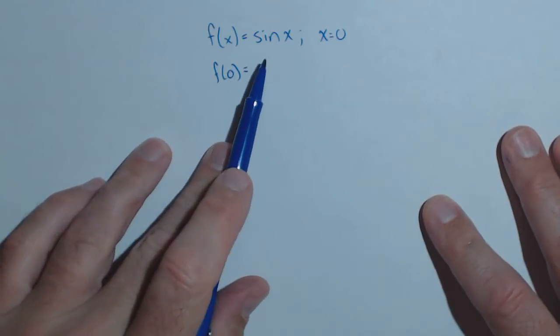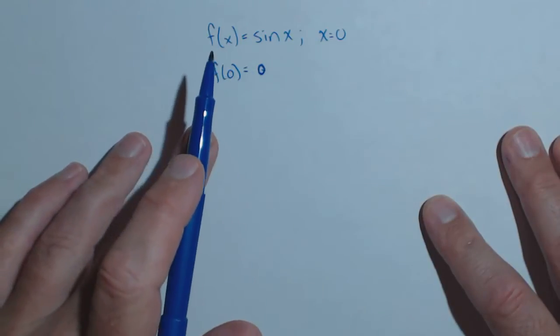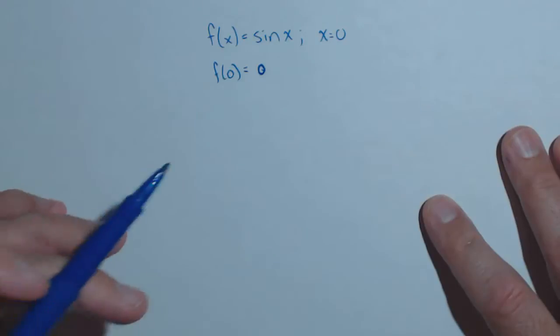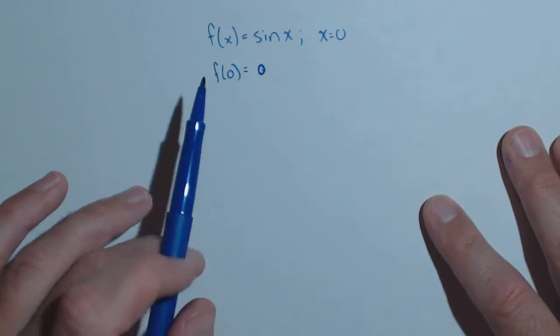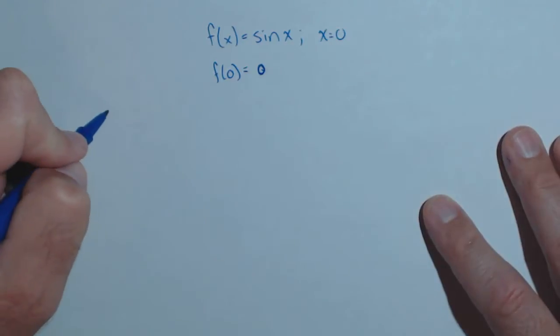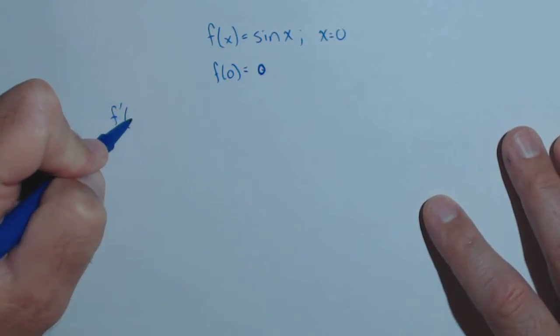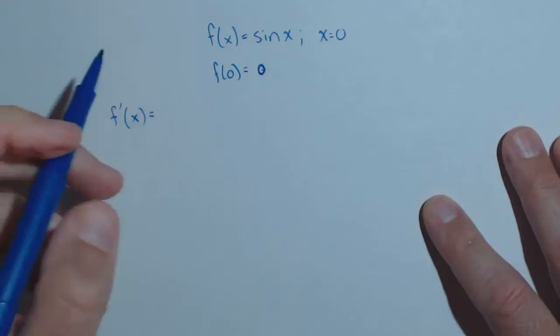That actually makes sense. If you think of the graph of sine x, it goes through 0, 0, so we don't want that vertically shifted. We want to go through 0, 0. So this makes sense in the notion of approximating sine of x. Now we're going to go ahead and find some of our derivatives and evaluate those at 0.